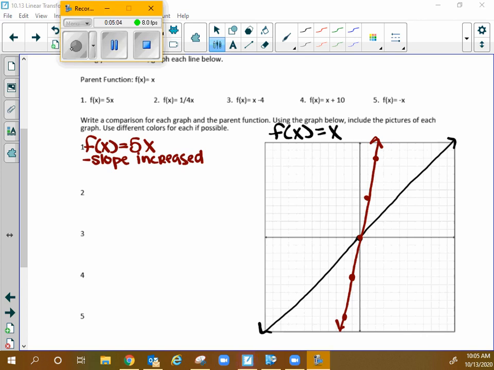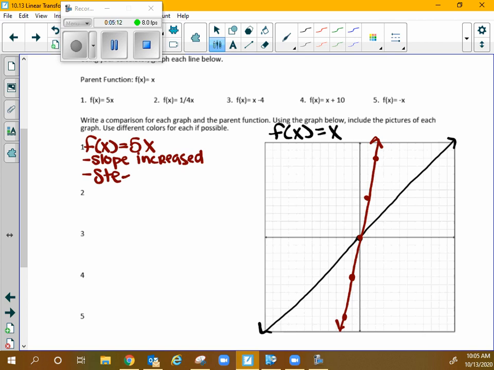Did it change my line? Did it get more steeper? My line got steeper because I increased my slope. So if I'm increasing my slope, can I always say if the slope increases, then my line's going to get steeper? Okay, that's something that would always be true. My slope increases, my line is steeper.